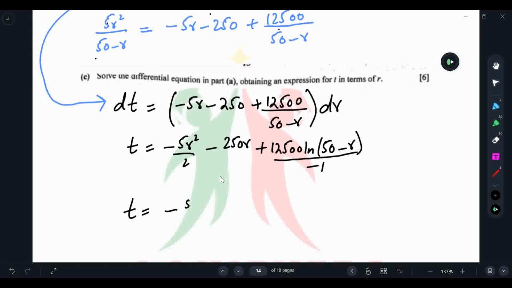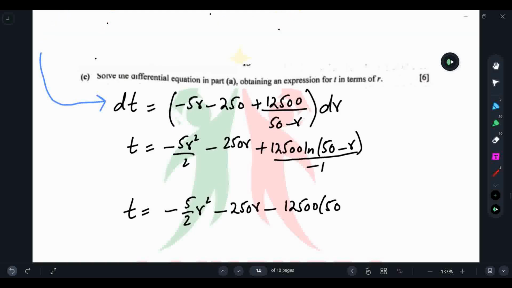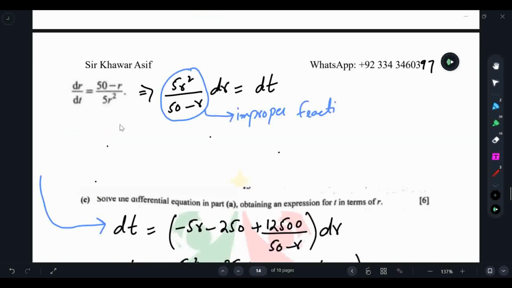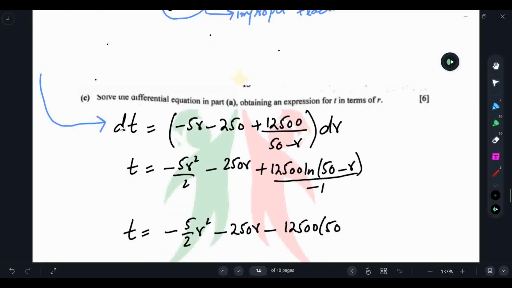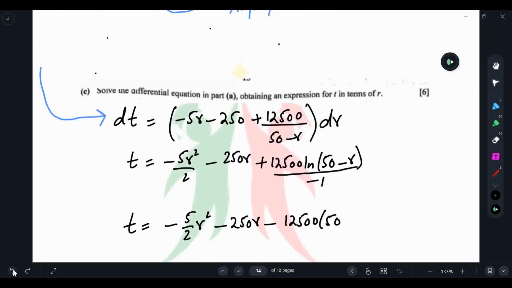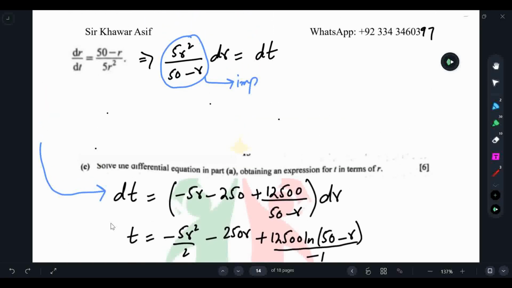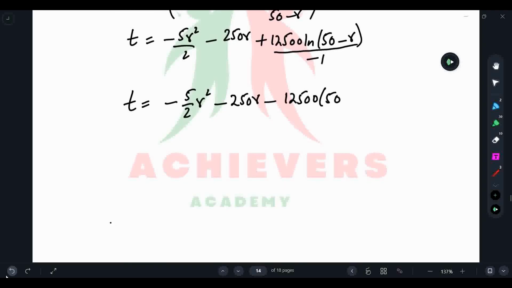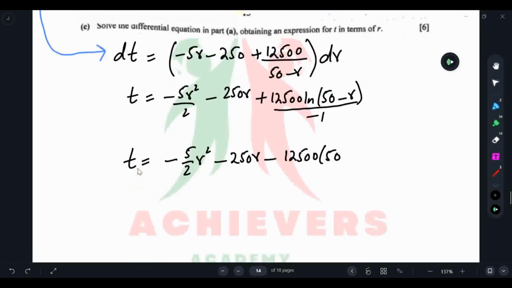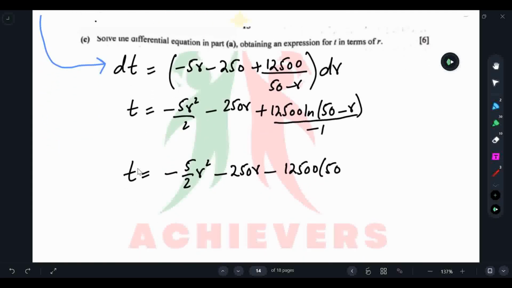negative 5 by 2 r squared, negative 250r, negative 12,550, sorry, 12,500 natural log of... I think this one has skipped this portion, but I think the concept is clear.